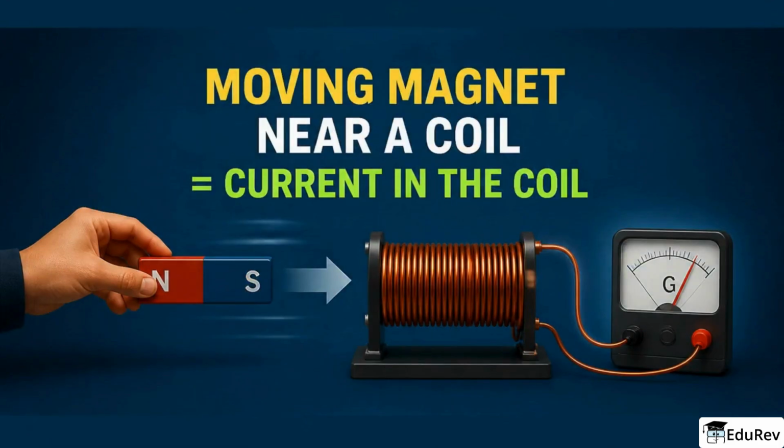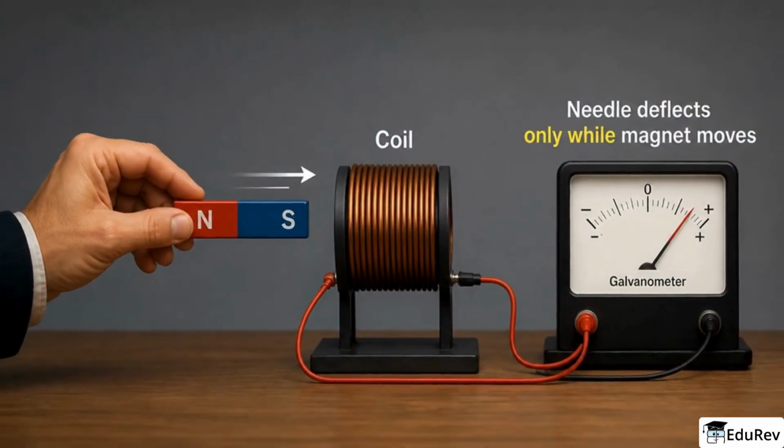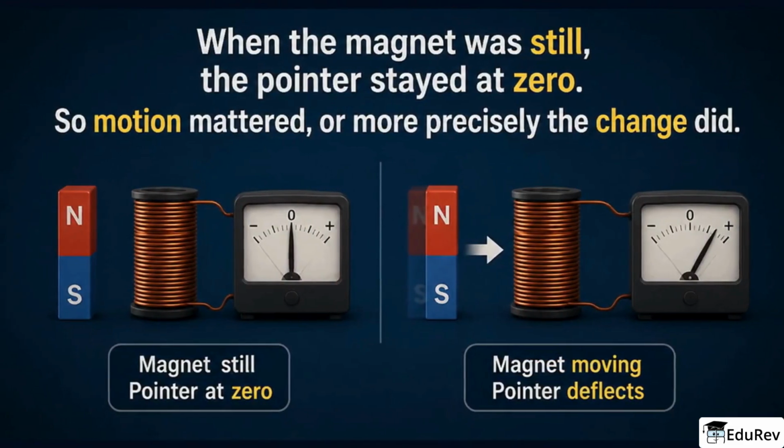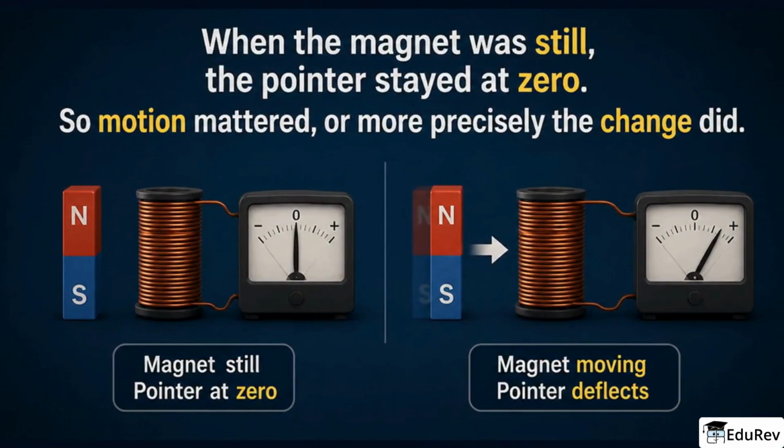Long ago, Faraday and Henry showed that a moving magnet near a coil makes a current appear in the coil. In one simple experiment, Faraday pushed a bar magnet towards a coil connected to a galvanometer, and the pointer moved only while the magnet moved. When the magnet was still, the pointer stayed at zero, so motion mattered, or more precisely, the change did.